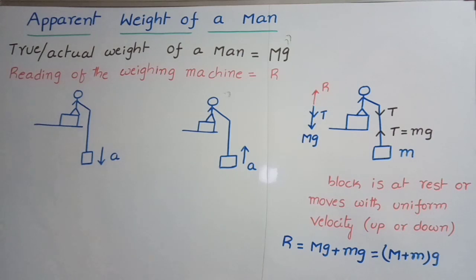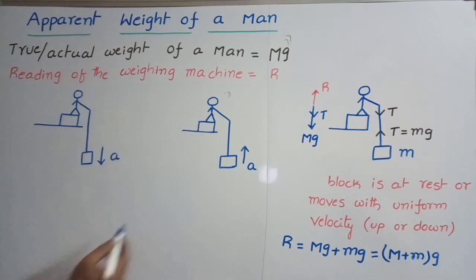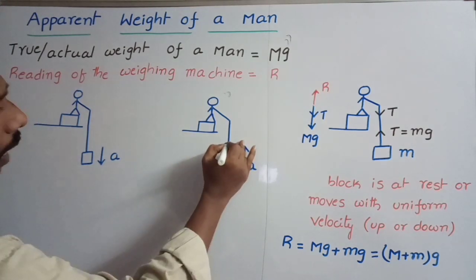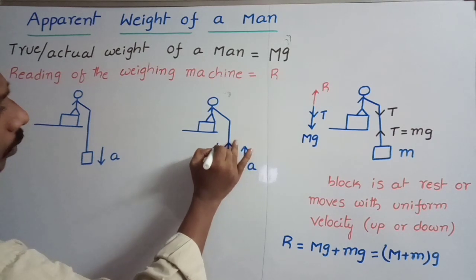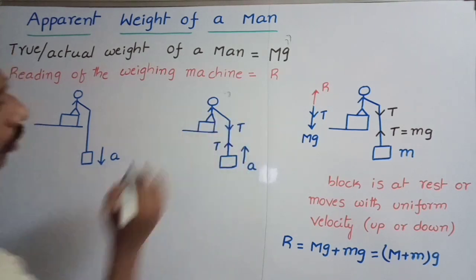Next case, here the block is pulling in the upward direction. In this case, the normal reaction exerted by the man gives the reading. So here the block is going in the upward direction with an acceleration. Tension developed in the string is acting in an upward direction. The same tension tries to pull the man in a downward direction.